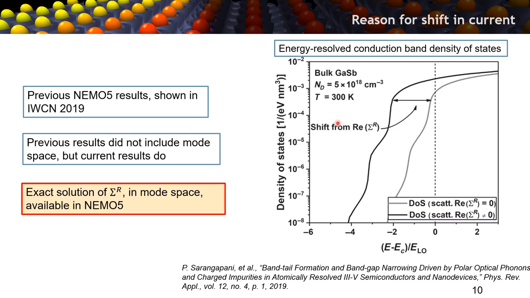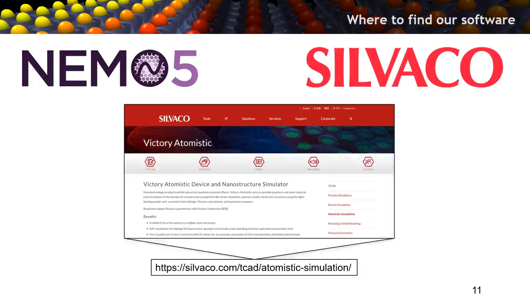This exact solution of the retarded scattering self-energies, sigma r in mode space, is available in NEMO 5. All of the features described in this work can be accessed through our software in NEMO 5, of which the latest version can be found licensed by Silvaco through the URL shown below here.